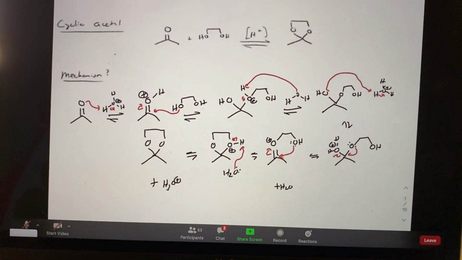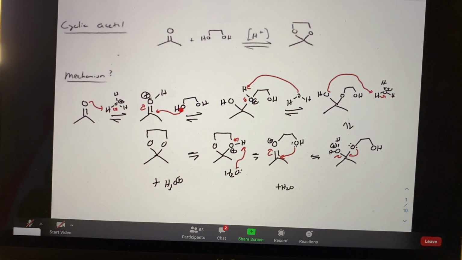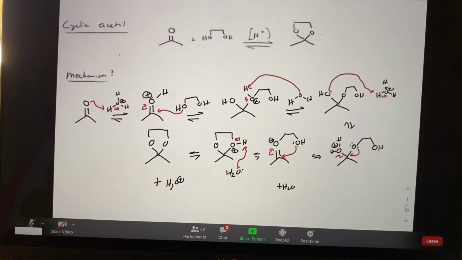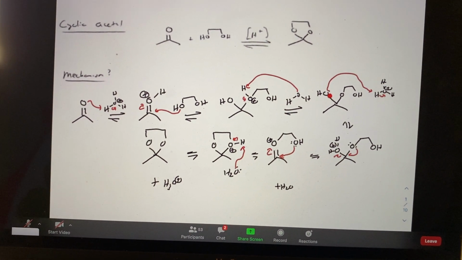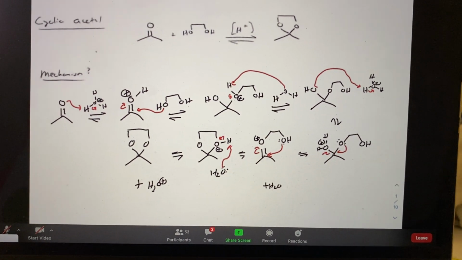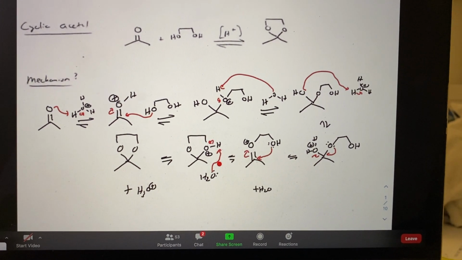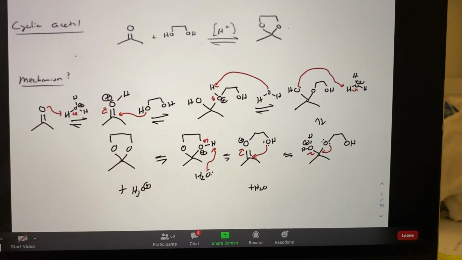You're welcome. So it's the same idea as the previous one. So we're going to protonate the carbonyl, a nucleophile attacks, take a proton off, put a proton on, kick out our good leaving group with water. Now we formed our carbonyl group, second nucleophilic attack, deprotonate, and we have our final product.